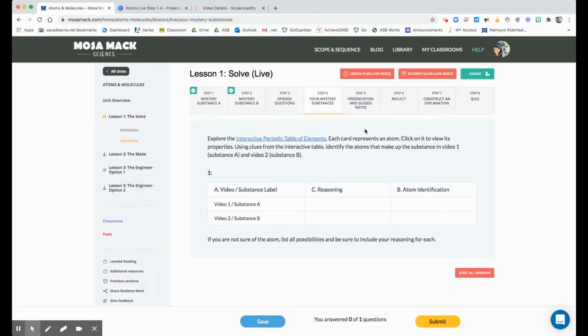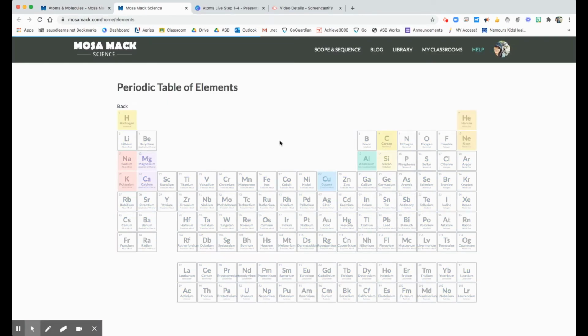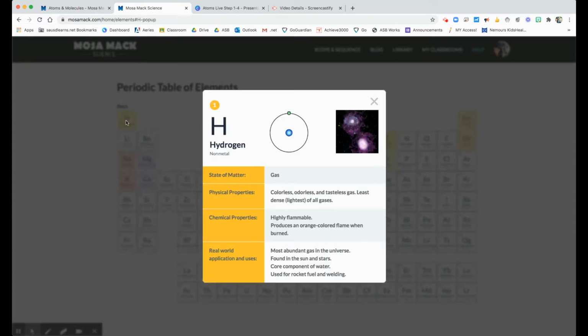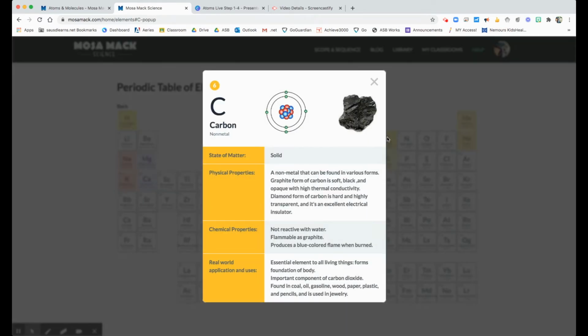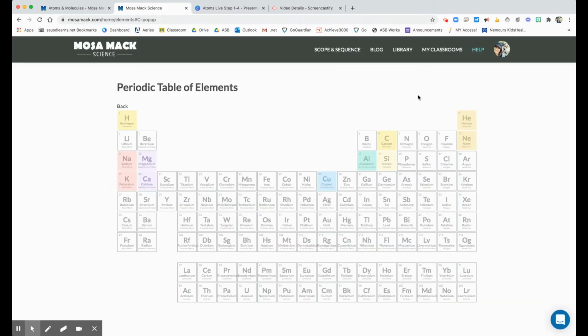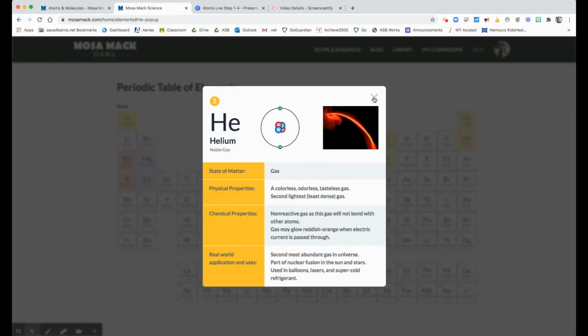So you made your observations. Now it's time to actually guess, what are these substances? To do that, you are going to use this interactive periodic table of elements. There are a few elements that, if you click on them, give you a little bit more information about them. So your job right now is to go through all of these elements that are highlighted and observe what these elements are and what properties they have.